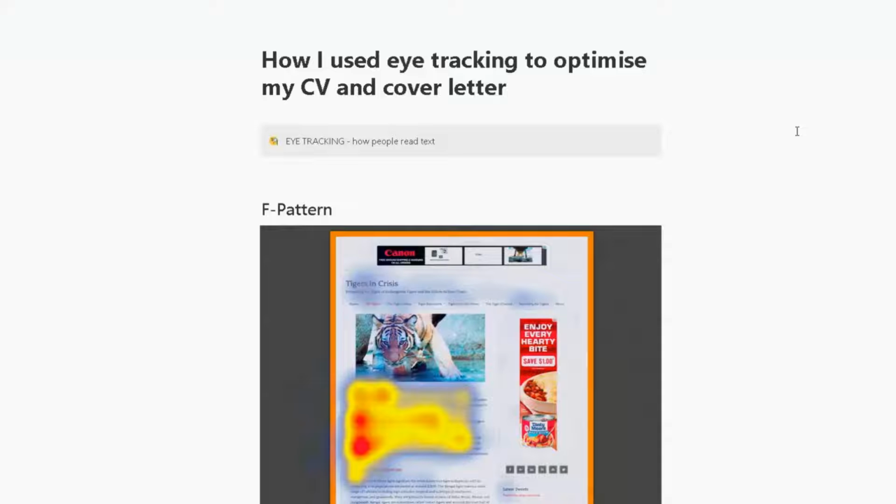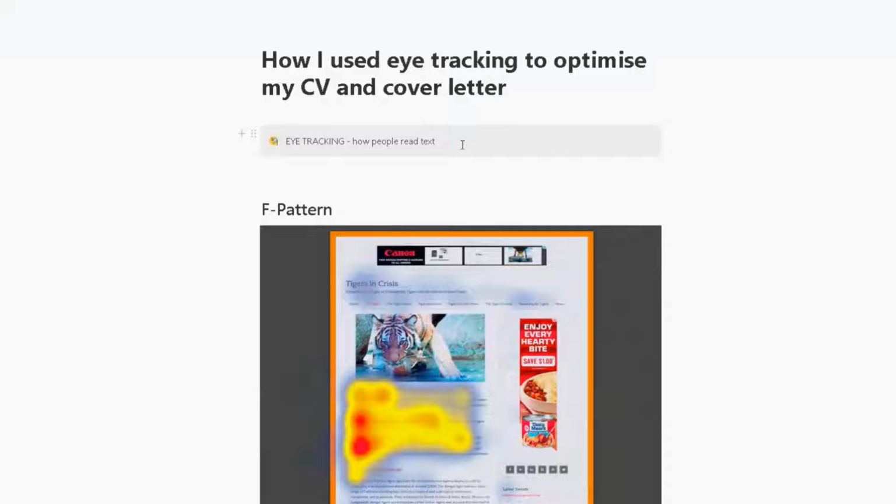So in this video, I'm going to explain how I used eye tracking to optimize my CV and cover letter. Now, these are really small details that you can put into the presentation of your CV and cover letter. It won't take any time at all, but it will massively increase your chances in the application, as it will use eye tracking and human biology to make your application more appealing.